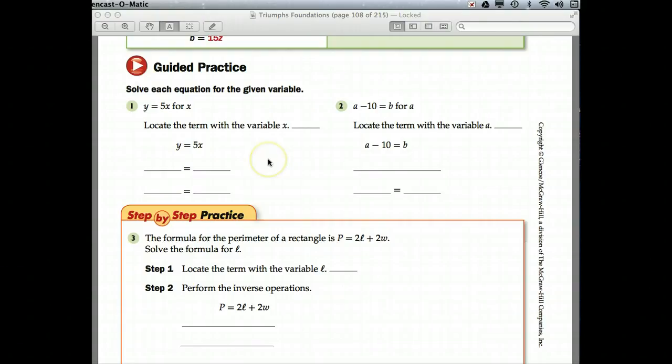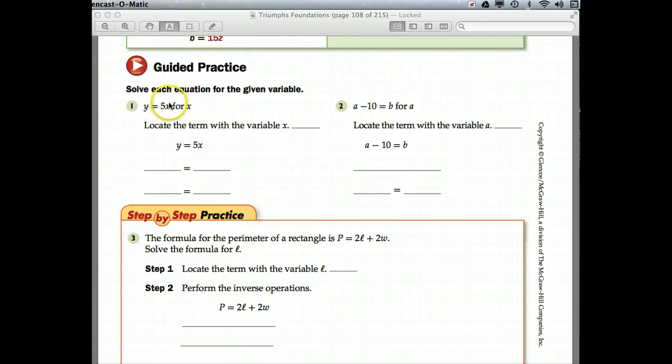Now, if it helps, why don't you make a checklist of the steps you need to isolate the variable: first, identifying the variable. Then you can list the inverse operations in the reverse of the order of operations. Then as you solve the problem, you can review your checklist. So we're solving for x, so we're going to locate the term with the variable x.